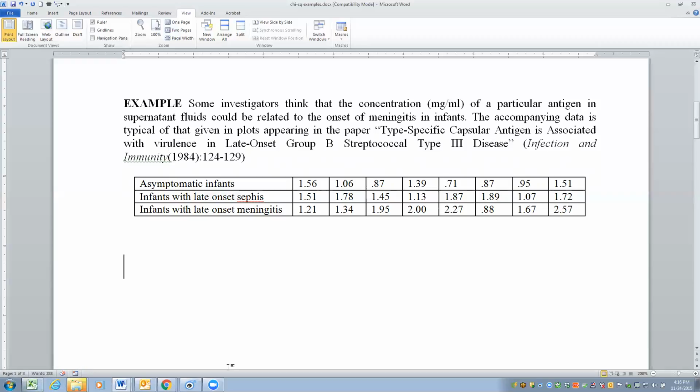So we're going to let a subscript of A be asymptomatic, X with a little s as a subscript will be for those having sepsis, and we'll use a subscript of an M for meningitis.